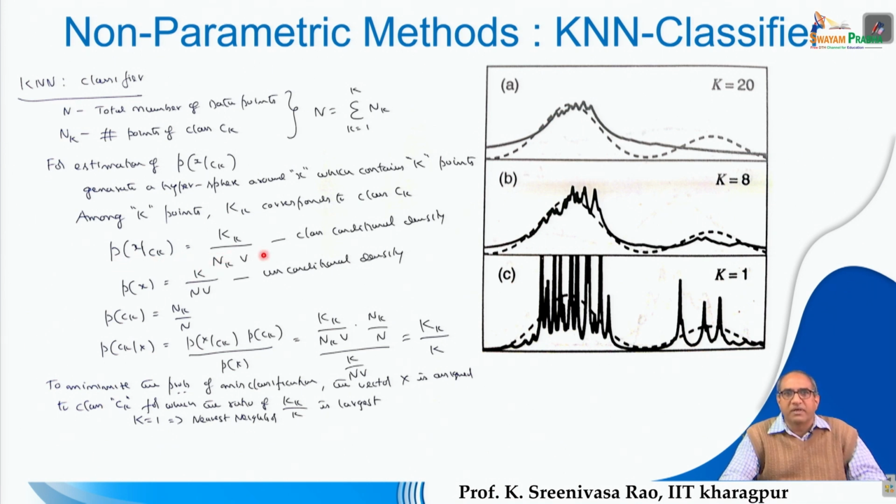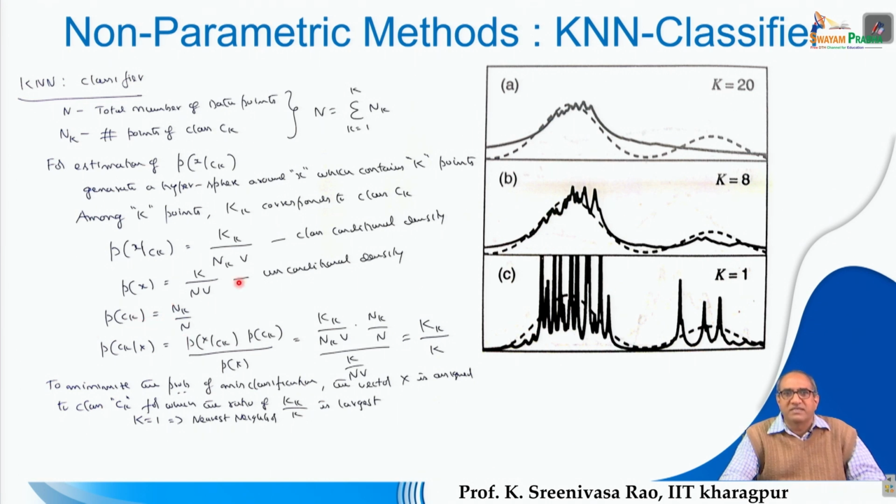In this case we are conditioned on class ck. If you remove this condition, it becomes unconditional, so the probability of x is k divided by nV. This is the generic way of estimating the probability density at a given data point, because here we are not conditioned. The total number of points within the volume is k, the number of points in the total data set is n, and the volume is V. So k by nV gives you the probability of x, and probability of ck is the prior probability. In the data set there are nk points belonging to class ck, so nk by n gives you the probability of ck.